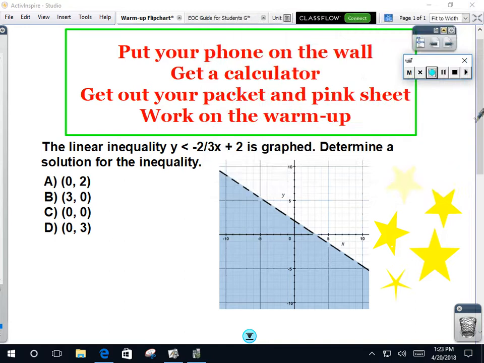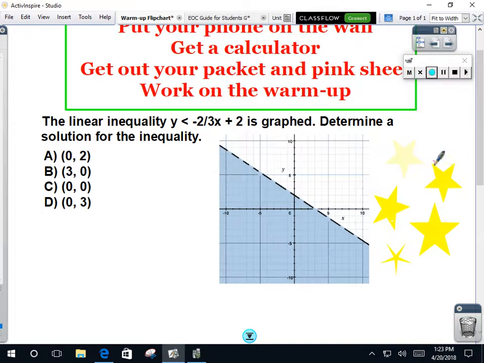So, the linear inequality y is less than negative 2/3 x plus 2 is graphed. Determine a solution for the inequality. What I would suggest you do first is just plot all four of these points. (0, 2) would be: don't move on the x-axis, go up 2 on the y.